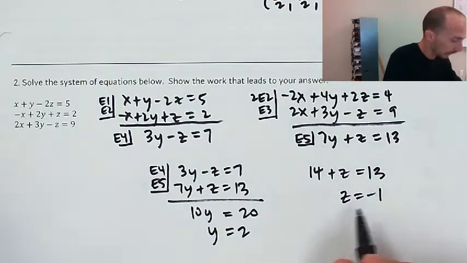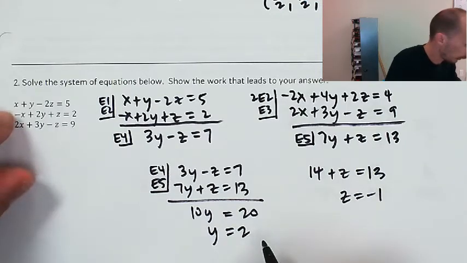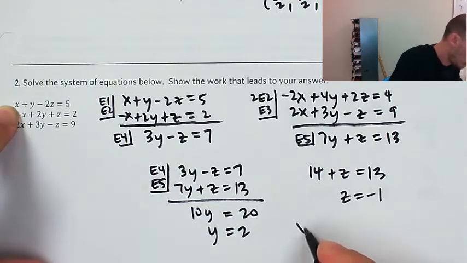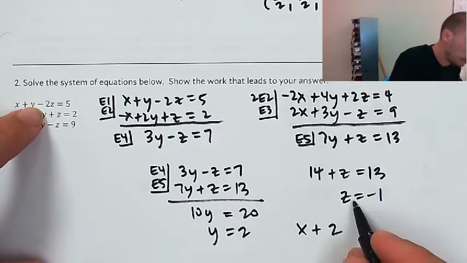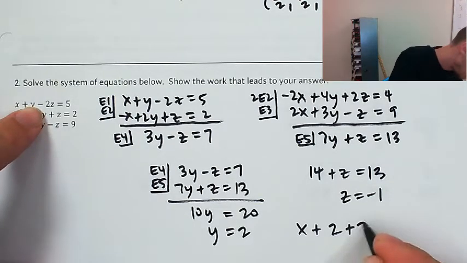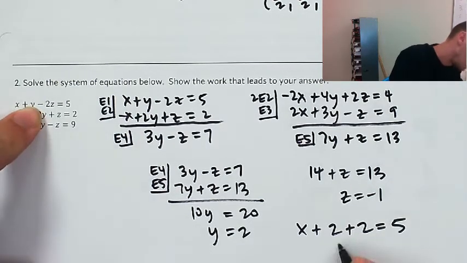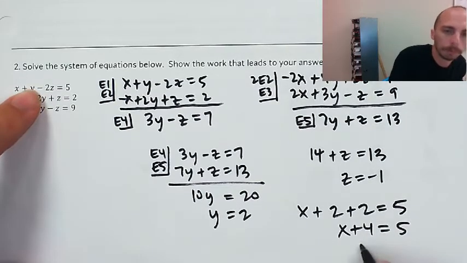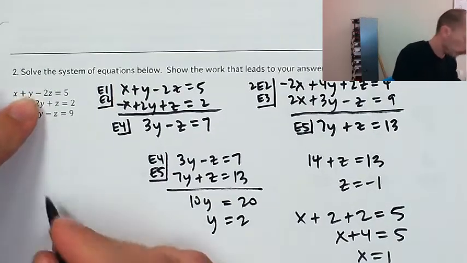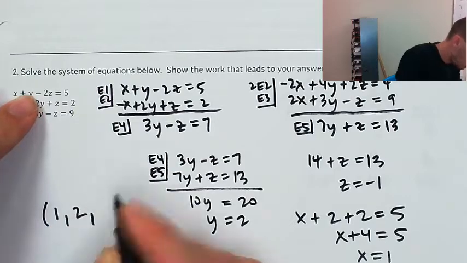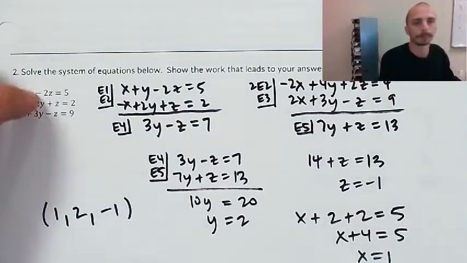And now that I've got y and z, I'll go back to one of my original equations and solve for x. Maybe I'll do it on this one. So x plus y minus 2z is going to be minus 2 times negative 1, so it's going to be plus another 2, is equal to 5. So that's x plus 4 equals 5. Okay, x needs to equal 1. And then my solution here is 1 and 2 and negative 1.